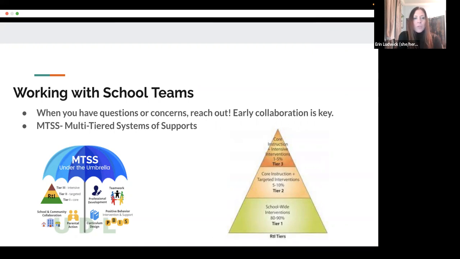So one of the things that I put out in the larger graphic, the triangle, is really important when we're talking about 504s and IEPs, because those are specific individualized plans that fit within the larger structure of response to intervention. That's what RTI is, response to intervention, that we have to have when students are struggling. So tier one, that bottom part of that triangle, those would be school-wide interventions that are available to everyone.